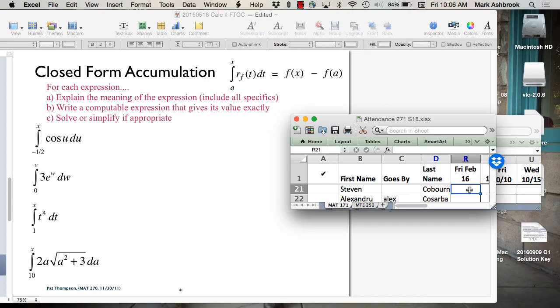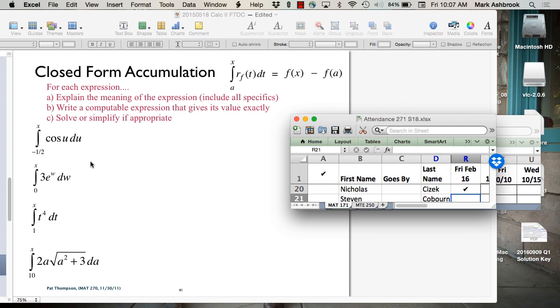Alex, tell me about the meaning of this. How would you describe what that is or means? No, negative 1/2. He said the accumulation from negative 1/2 to x at a rate of cosine u du? What's the rate? Okay, at the rate of cosine of x. What do you think?